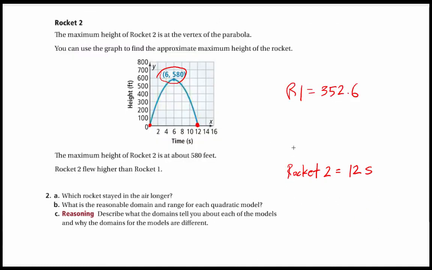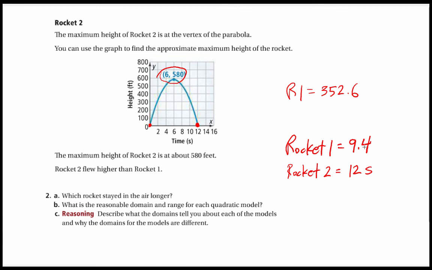So I can go back and compare that. Rocket 1, 9.4 seconds. So rocket 2 was in the air longer, about 3 seconds longer. So it flew higher, it was in the air longer, kind of makes sense. That's probably what we would expect, okay?